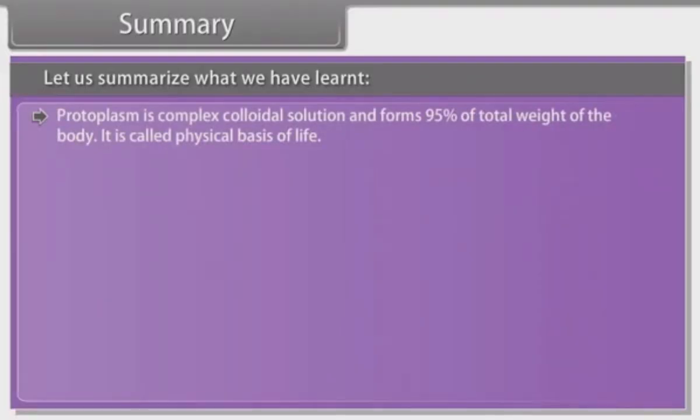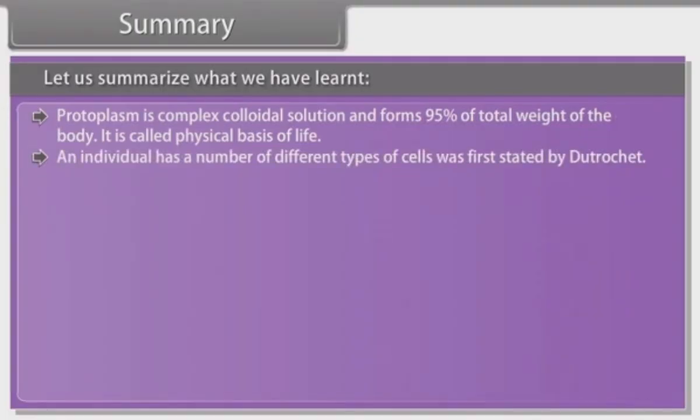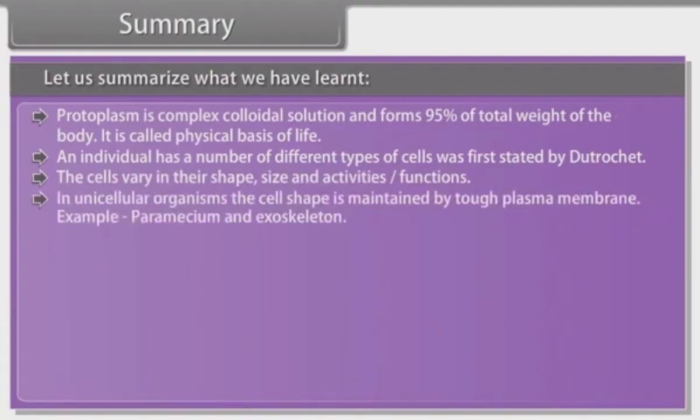Protoplasm is complex colloidal solution and forms 95% of total weight of the body. It is called physical basis of life. An individual has a number of different types of cells was first stated by Dutrochet. The cells vary in their shape, size, and activities or functions. In unicellular organisms, the cell shape is maintained by tough plasma membrane, example, paramecium and exoskeleton.